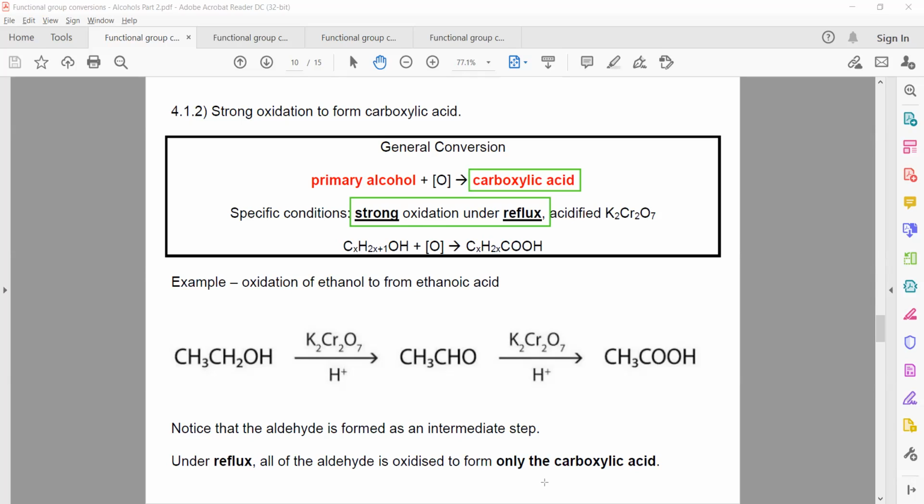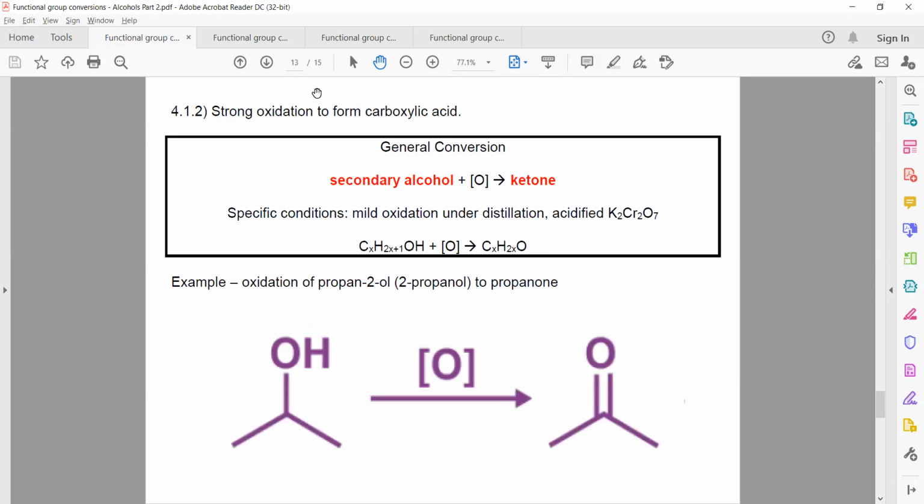So that's the difference between strong and mild oxidation. If you look at the secondary alcohols, they don't have a choice to form an aldehyde or a carboxylic acid because they're in the middle of a molecule. So whether you do mild or strong oxidation, you're always going to go from secondary alcohol to ketone. It won't make a difference. It can't get further oxidized.